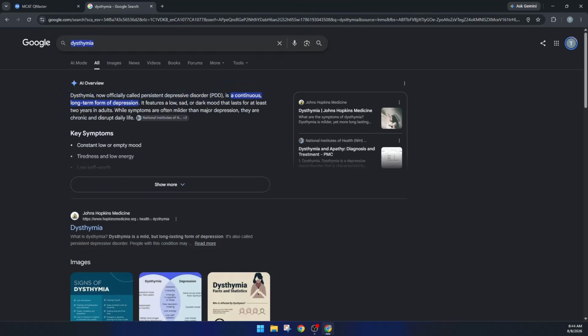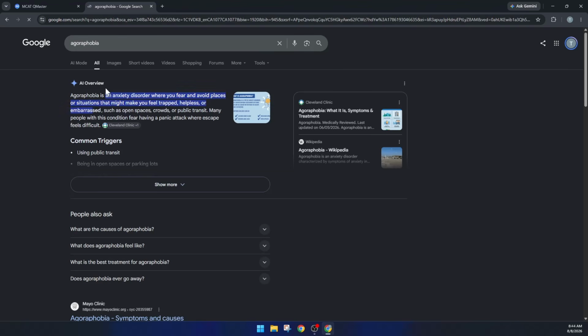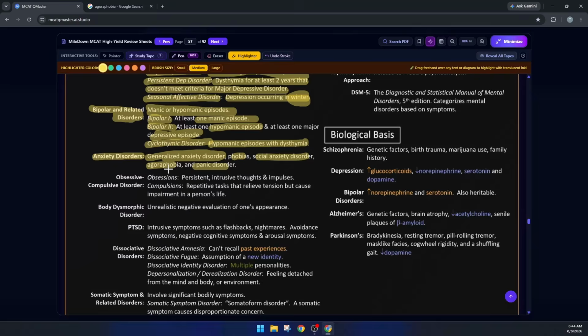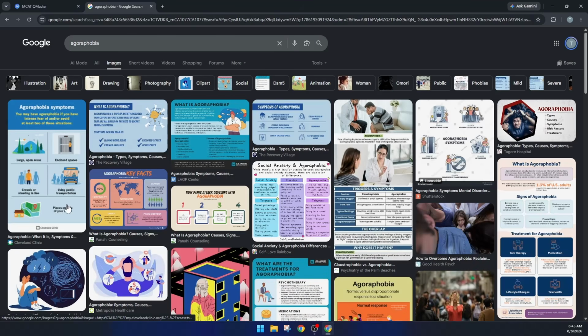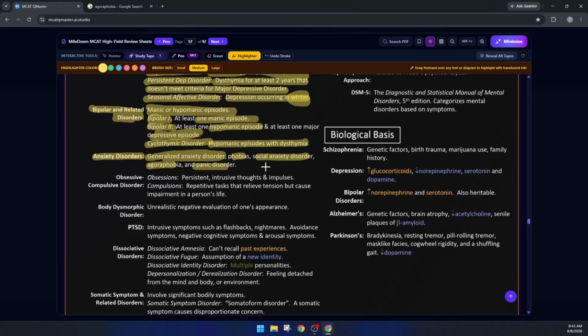Agoraphobia is anxiety where you fear and avoid places that make you feel trapped or embarrassed. So you're avoiding social situations in a way. That's agoraphobia. And then panic disorder. You want to know what these mean.